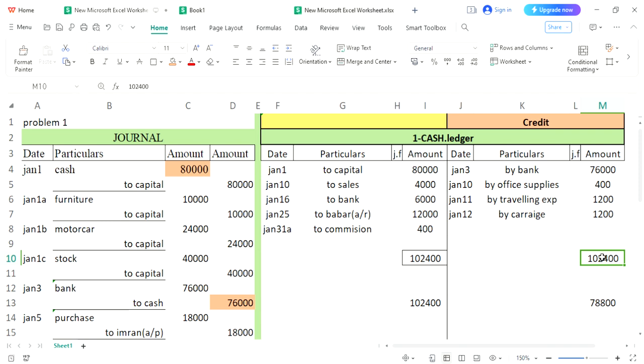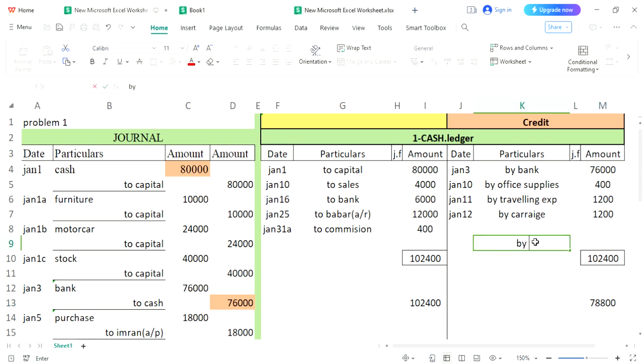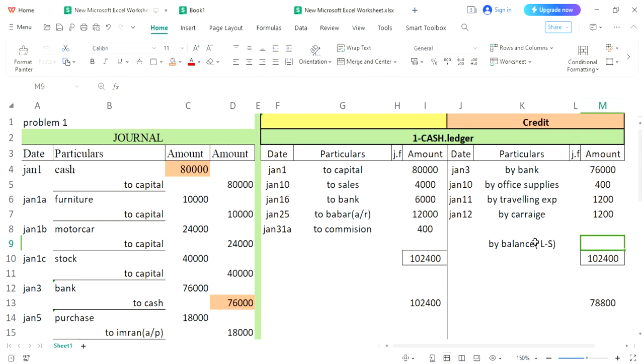This is the way of balancing. Two steps are completed. Now the next step is what? Choose the smaller side. Here the total was 102 and the total of the credit side was 78. So this is the smaller side. Here you will write in the smaller side "by balance." This is your initial balance, and how will you calculate it? By subtracting the smaller sum from the larger sum. So what will you write on the calculator? Larger sum minus smaller sum. This way you will be able to calculate your initial balance, and let's calculate it.